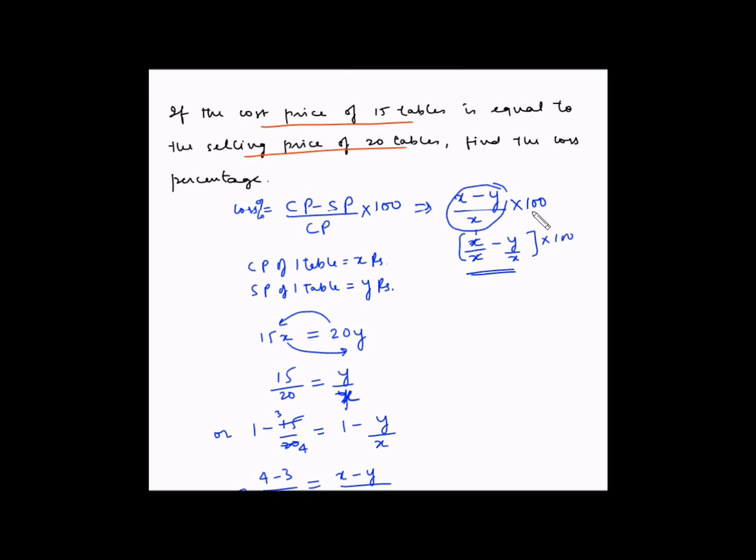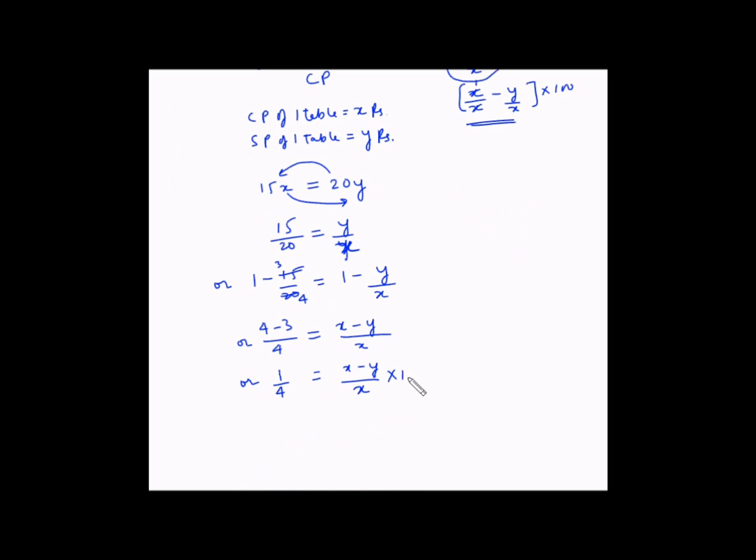Now we have to multiply it by 100. So multiply both the sides by 100. So 4 25s are 100. So this is the loss percentage. So loss percentage is equal to 25%.